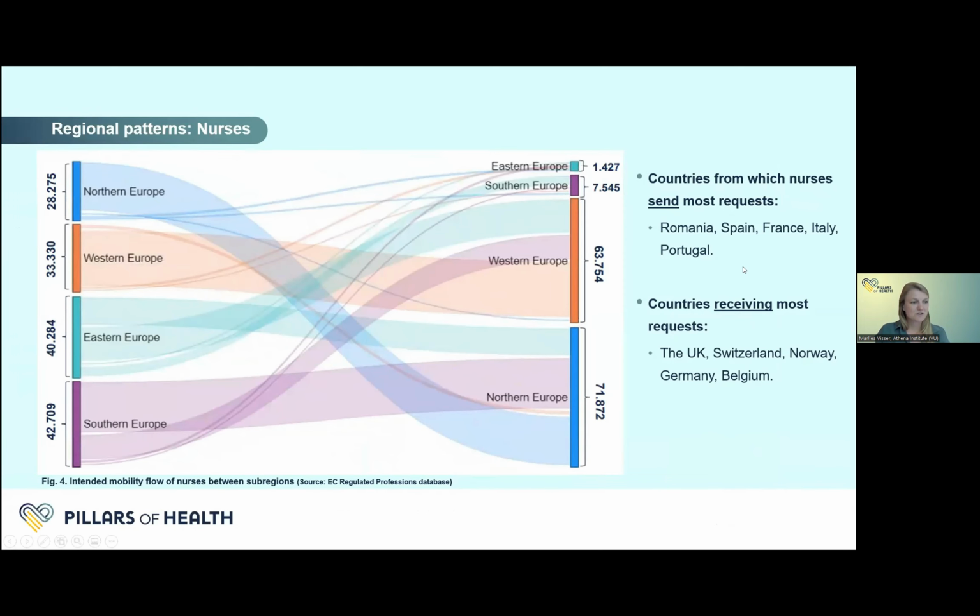So going back to the nurses, we see that in these flows, from Romania, Spain, France, Italy, and Portugal, these requests for recognition are sent, while they are received again most often by the UK, followed by Switzerland, Norway, Germany, and Belgium.